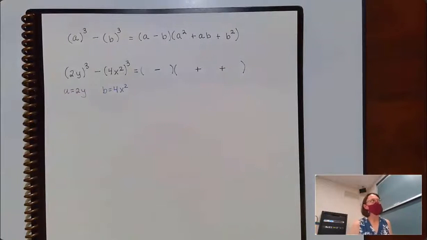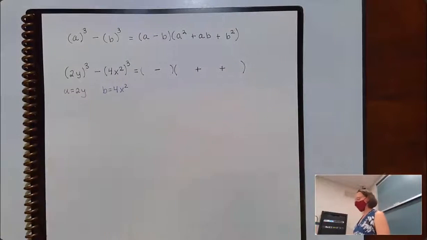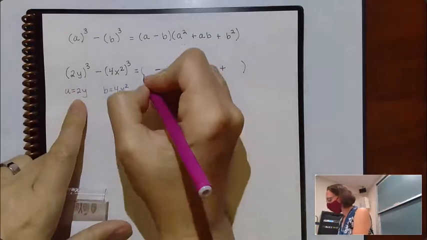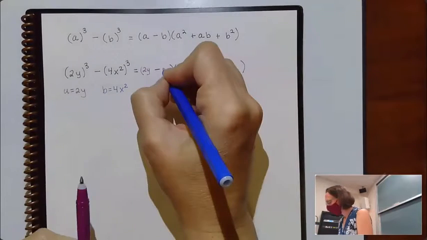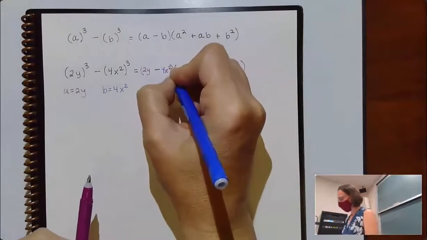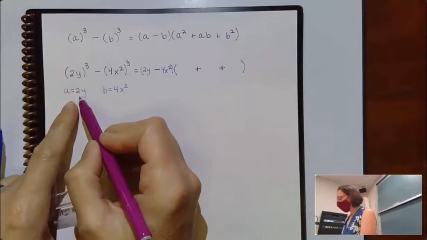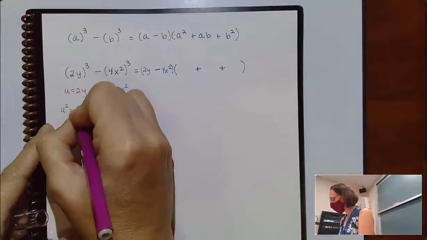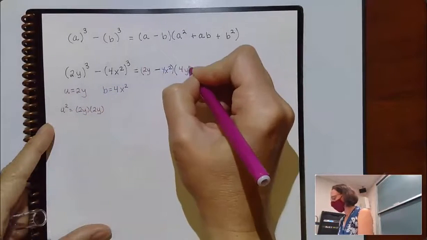Because we're almost out of time, I'm going to go ahead and finish this off together. All of these signs are part of the formula. They're already in there for us. We're not doing anything with that. We're just plugging in the A's and the B's. So that first piece should look like my A term minus my B term. Then I need to square my A term. Squaring that A term looks like 2y times another 2y. That would be 4y squared.